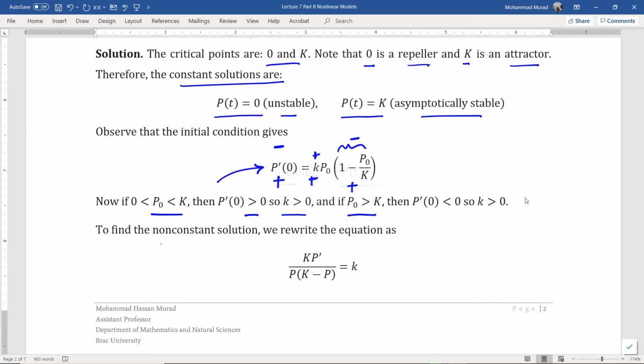To find the non-constant solution, now we rewrite the equation as shown here.